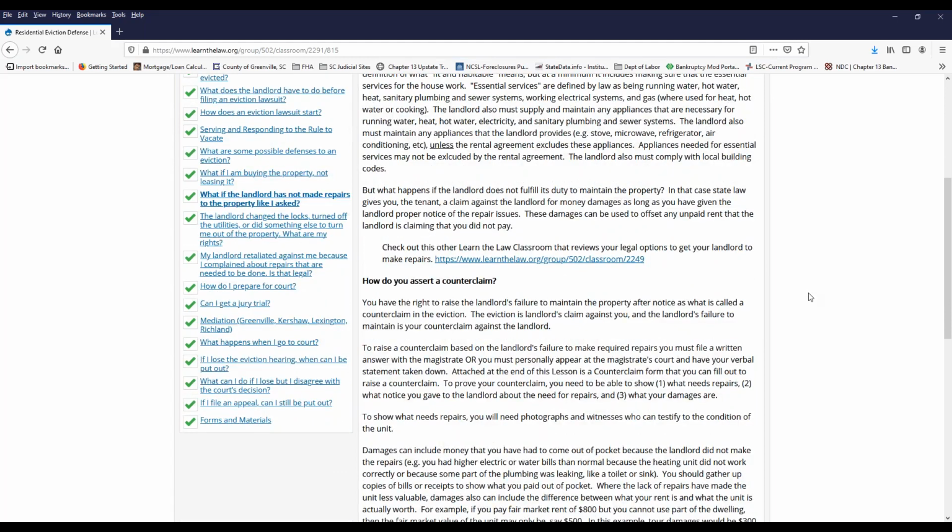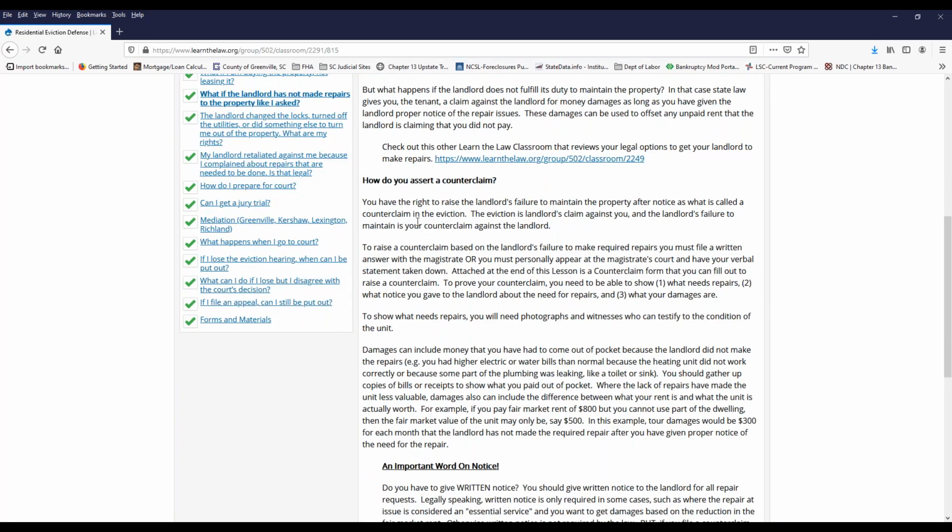So what happens if the landlord does not fulfill these duties to maintain the property? Generally speaking, the tenant has to give proper notice before a tenant can make a claim for damages against the landlord. How that ties into an eviction is that a claim for damages could be used to offset unpaid rent. So if the landlord is suing you for unpaid rent and you have a claim for damages, the one can offset the other. And if at the end of the day you owe nothing, or if the landlord owes you, then you should not be evicted for unpaid rent. Again, I refer you back to the classroom on getting your landlord to make repairs, which will give you information on how to do that.